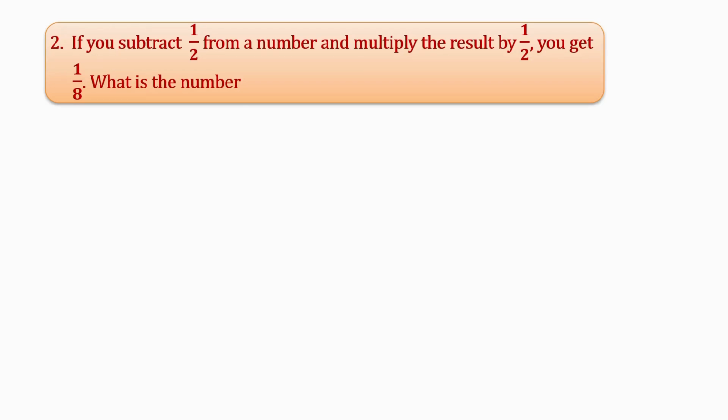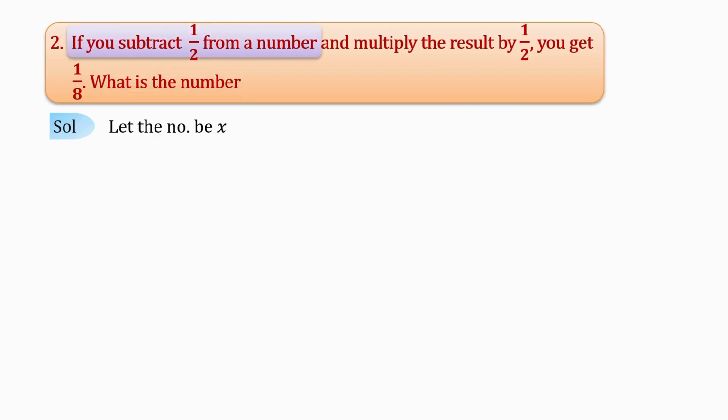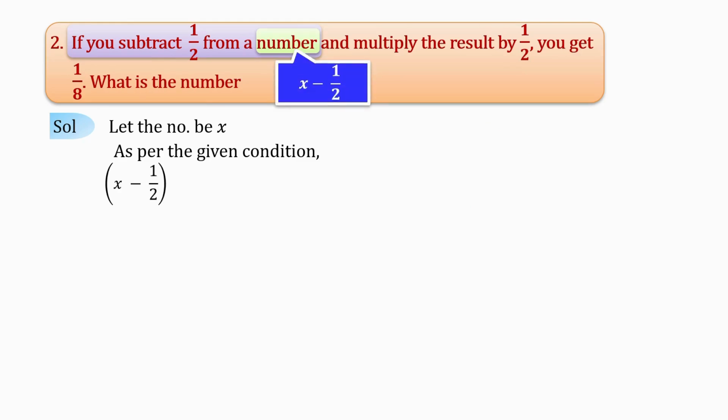Now the next question is, if you subtract 1 by 2 from a number and multiply the result by 1 by 2, you get 1 by 8. What is the number? So here what we need to find out? We need to find out the number. So let the number be x. If you subtract 1 by 2 from the number, means minus 1 by 2. So that means x minus 1 by 2, right?